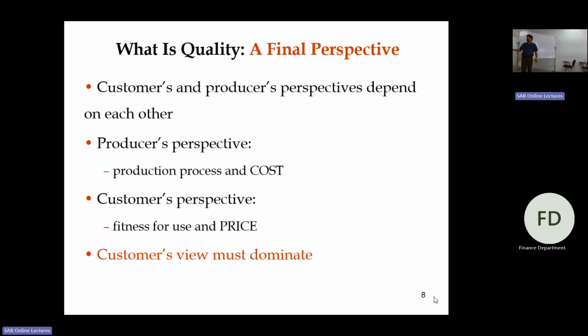In today's competitive markets, we consider that the customers' view should be given more prominence. So in other words, we should start from the market to set the spec and follow the rest. You will understand. So that is the meaning of quality.